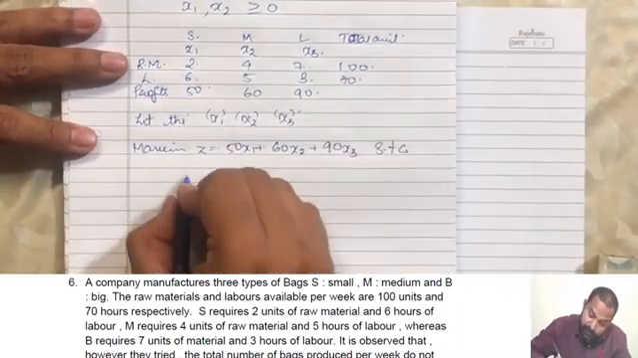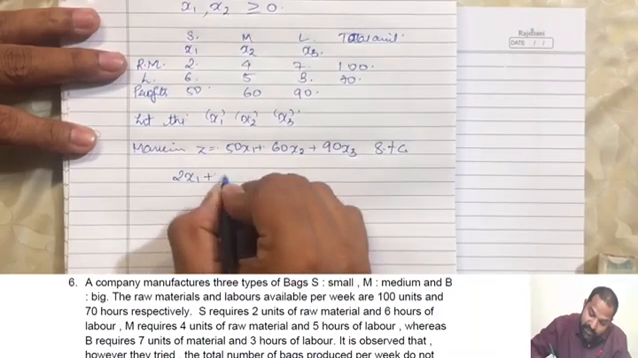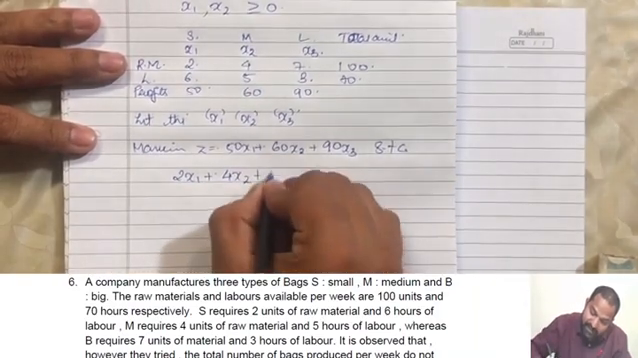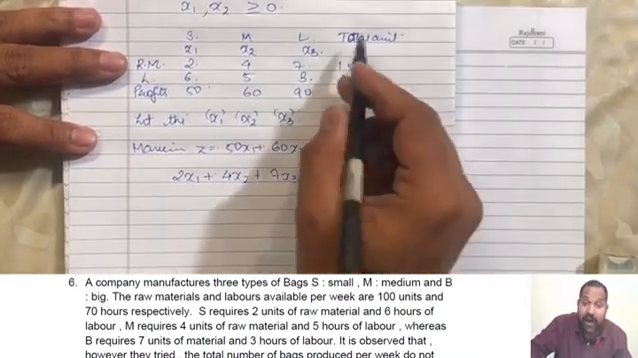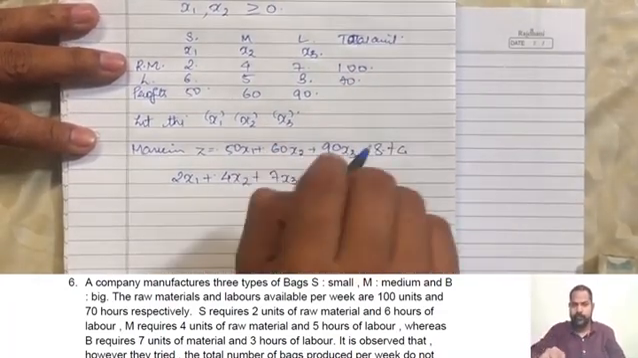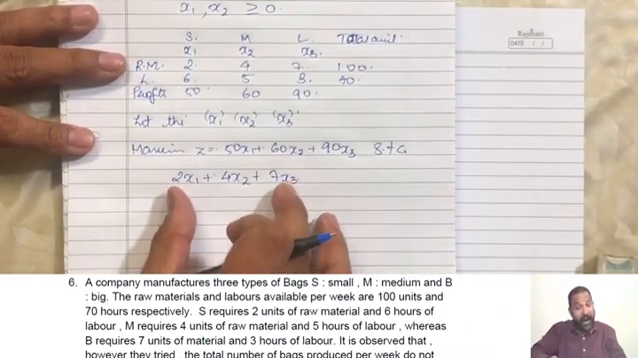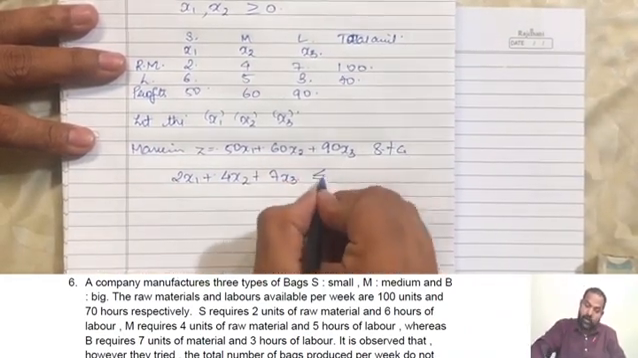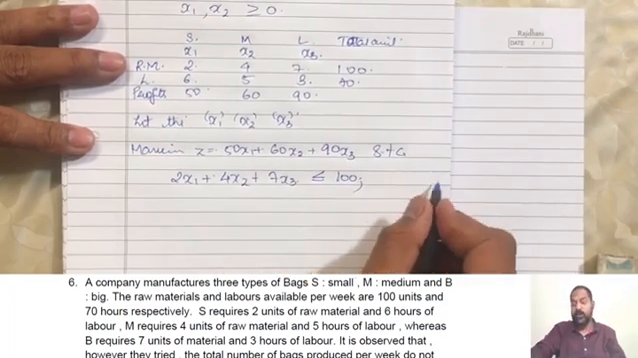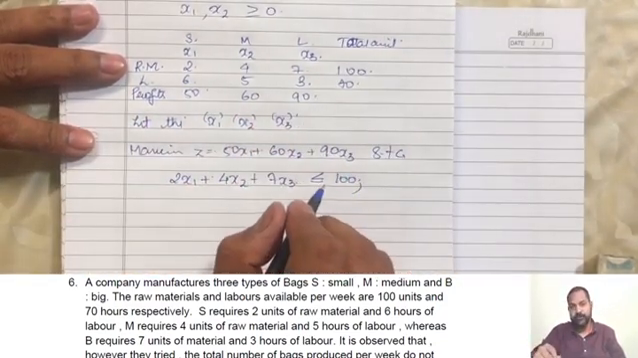Constraint number 1, the raw material constraint, which is 2x1 plus 4x2 plus 7x3. Total available is 100 units. What does that mean? Use 100. Don't ask for more than 100. So this total should be less than or equal to 100. Write down here, this is the raw material availability constraint.